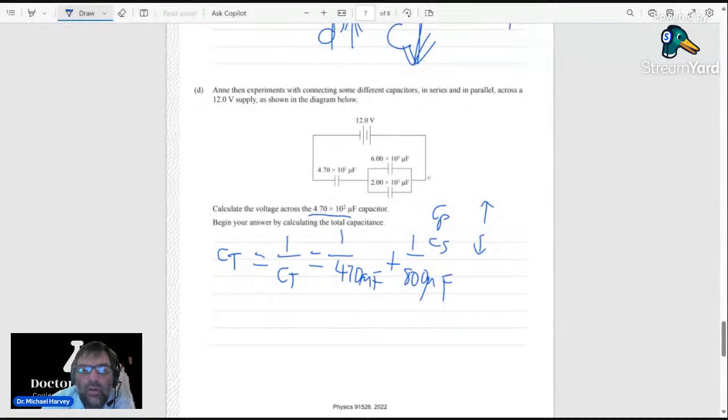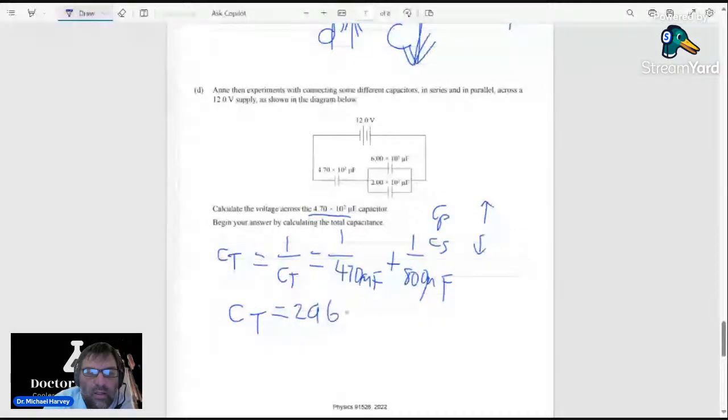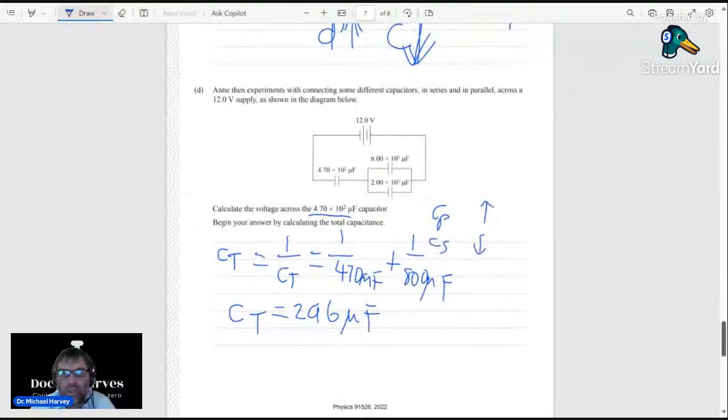Where I get 800, it's the one. Okay, so if you do the calculations, the total capacitance equals 296 microfarads. Okay, that's the first part of the question done.